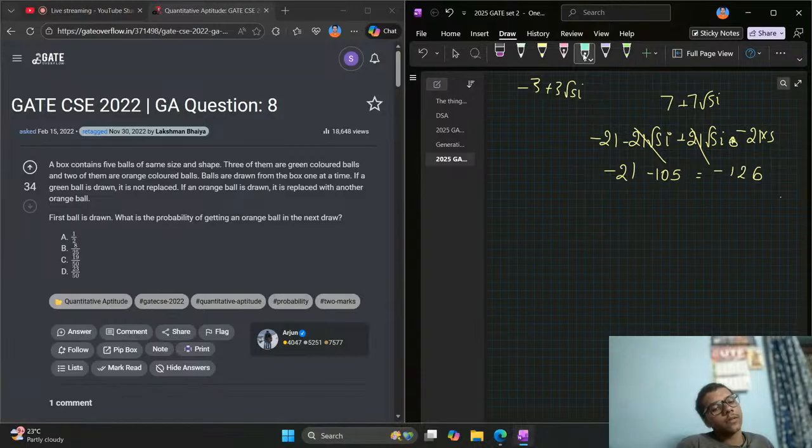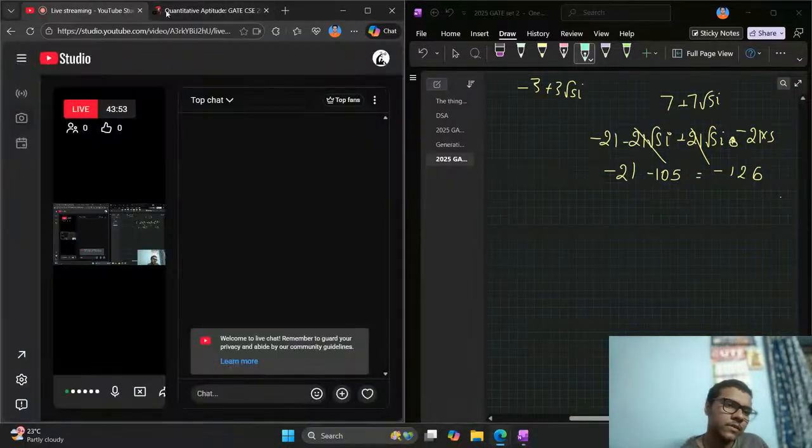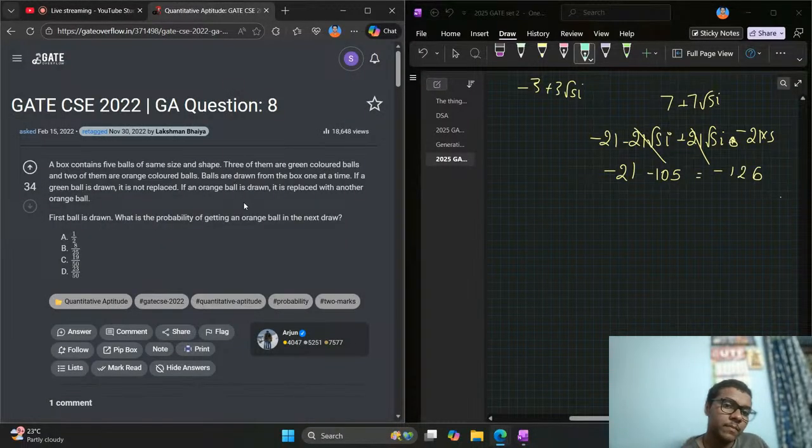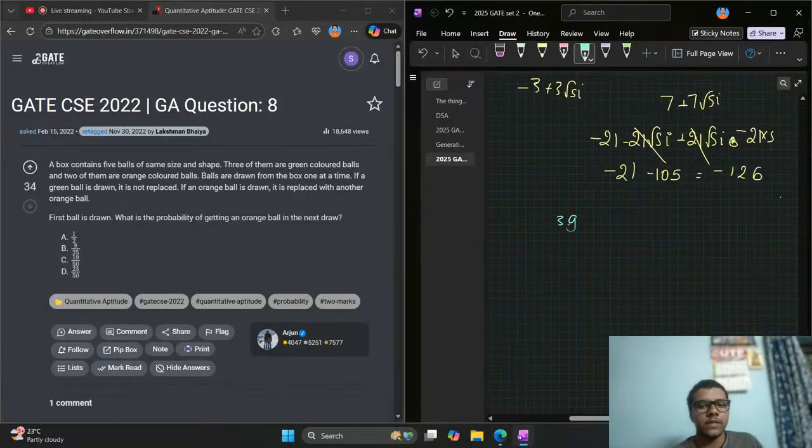A box contains 5 balls of same size and shape. 3 of them are green colored and 2 of them are orange. Balls are drawn from the box one at a time. If the green ball is drawn, it is not replaced. If an orange ball is drawn, it is replaced with another orange ball. Probability of getting an orange in the next draw. I can see the diagram for this one: 3 green, 2 orange.